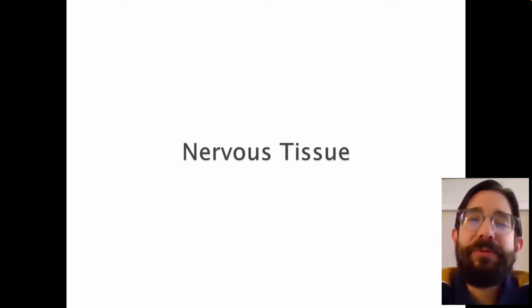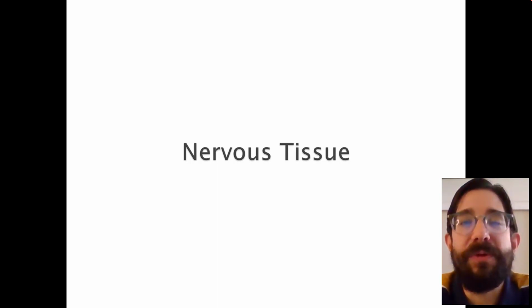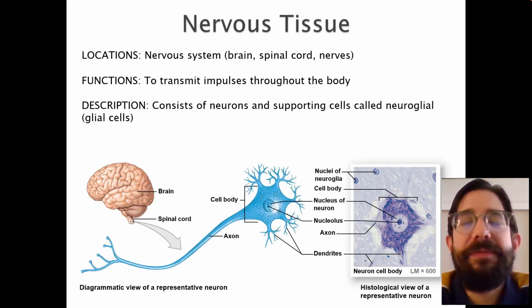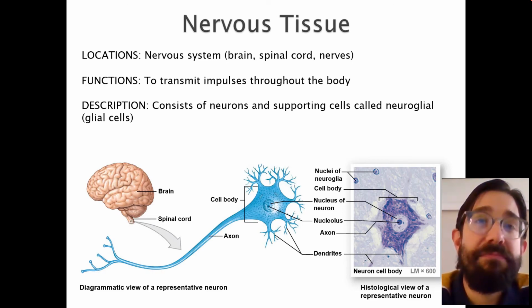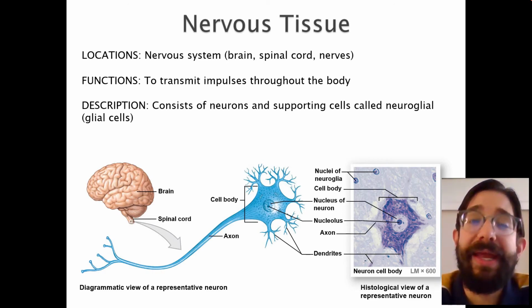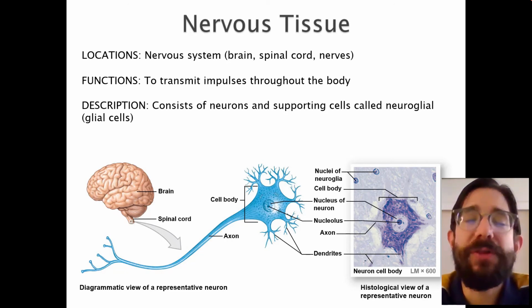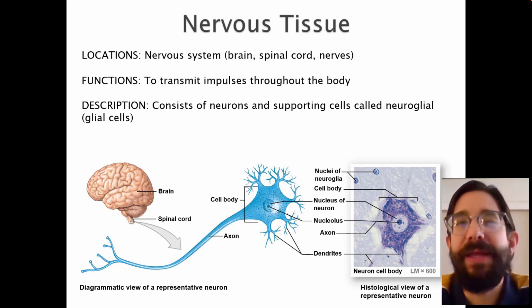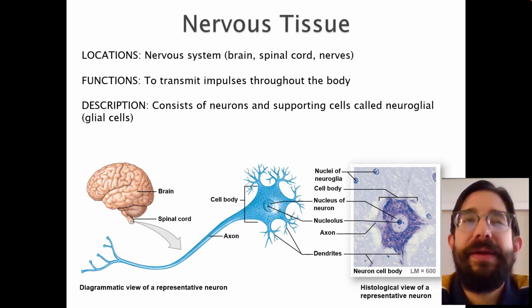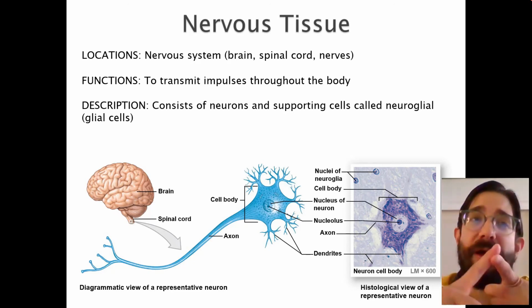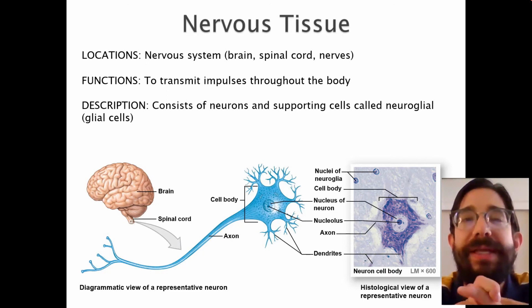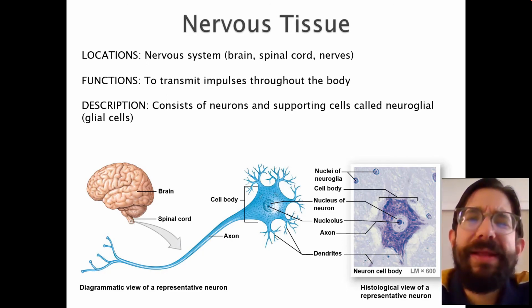Now we'll take a very brief look at nervous tissue because we have just about an entire unit dedicated to studying this tissue in more detail. We'll just say that you find nervous tissue in the nervous system, like the brain, spinal cord, and nerves. Its job is to transmit electrical impulses through the body. The types of cells that you'll find in nervous tissue are neurons and neuroglial cells, or just glial cells. They're like supporting cells.